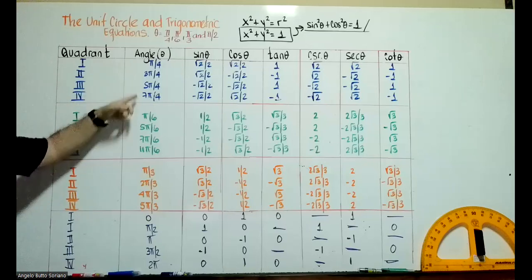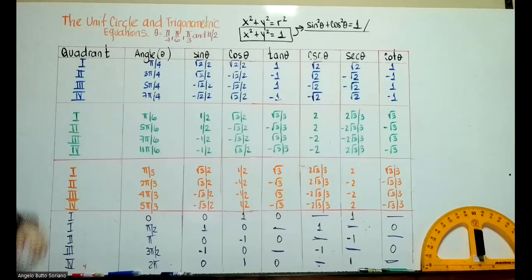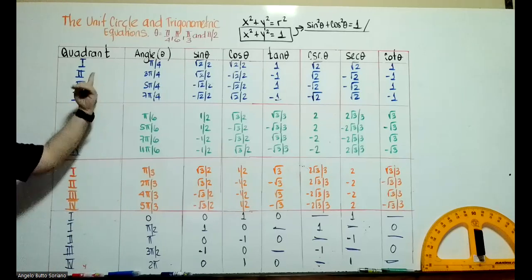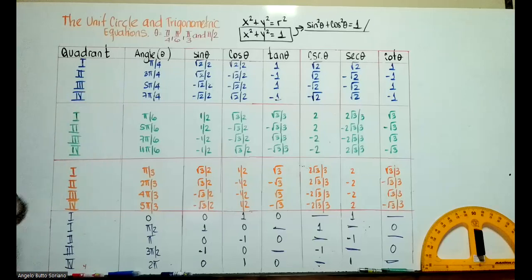As you can see, 3 pi over 4, 5 pi over 4, and 7 pi over 4, the next three angles located in the second, third, and fourth quadrants, have the same values. What will be the difference between them? It is the position in the quadrant.